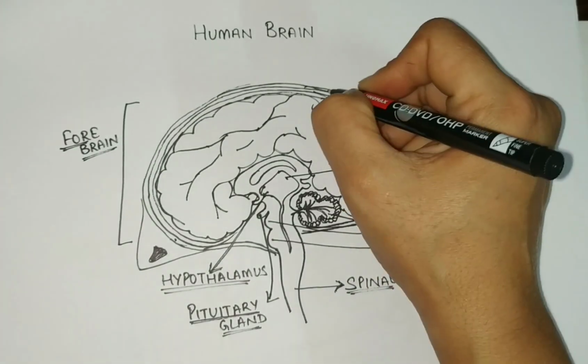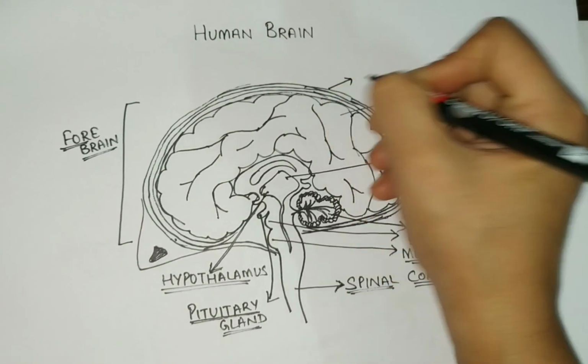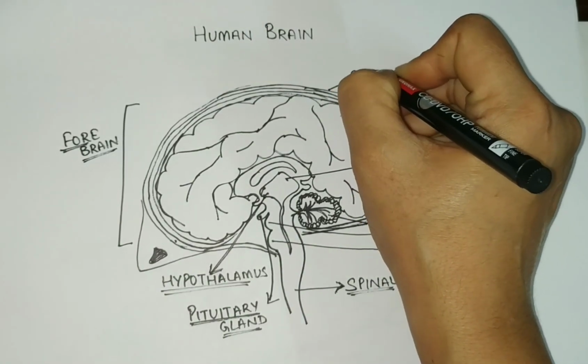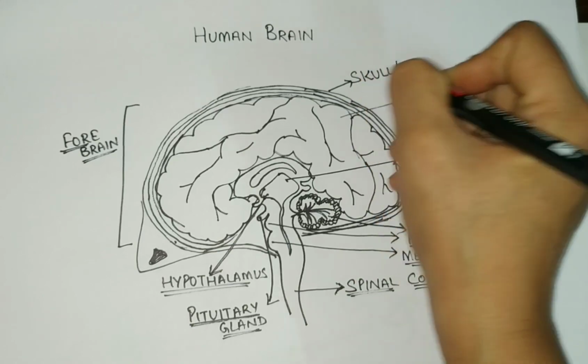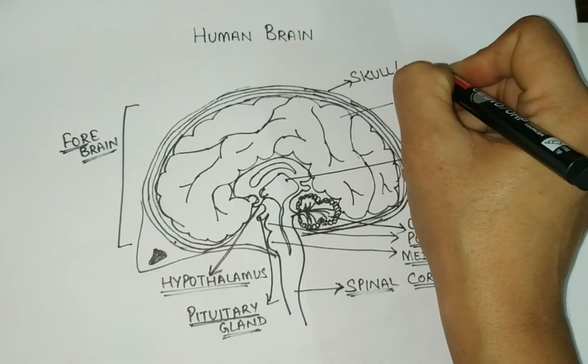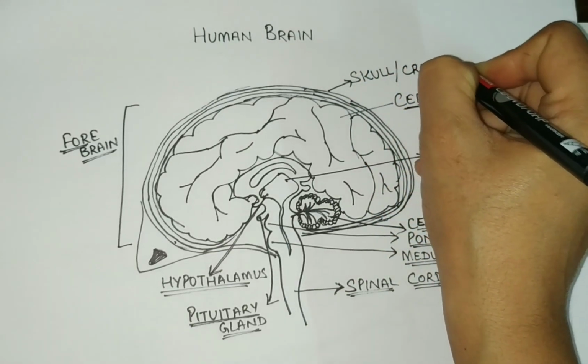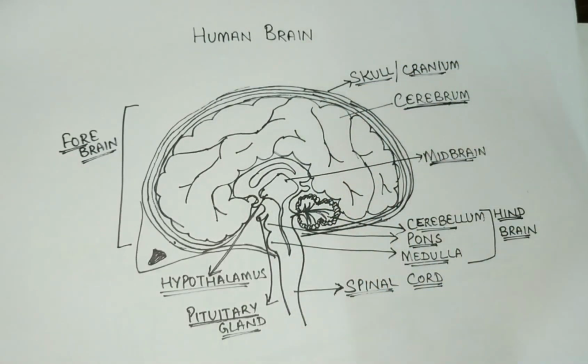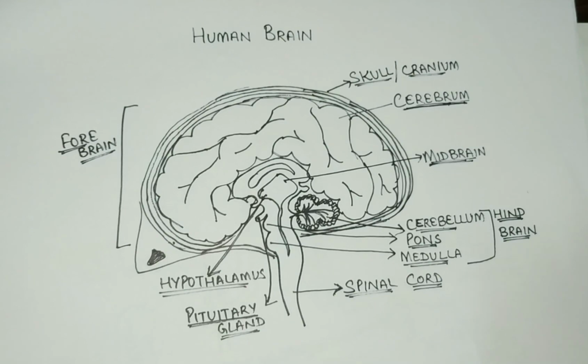Now the last, the outer layer, which is the bony skull. This is known as skull, or we can also name it cranium. In Hindi we call it khopdi. Okay. So this is what? Cranium. So here we are done with the full labeling, full drawing. Happy learning. Goodbye.